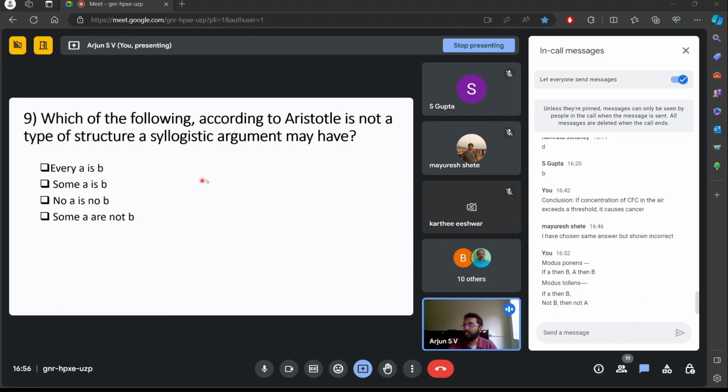So, the only option which doesn't fit the syllogistic argument is "no A is no B". So, "no A is no B" is the correct answer.